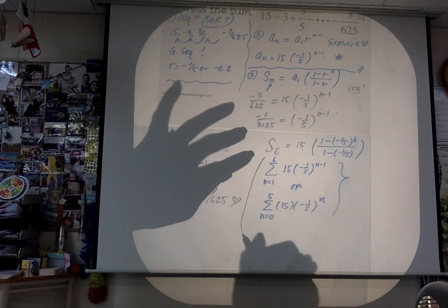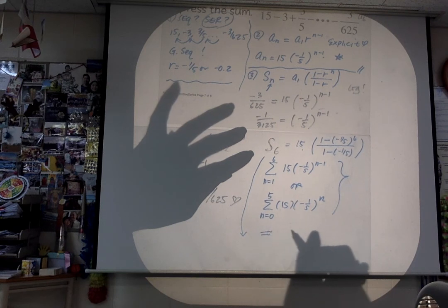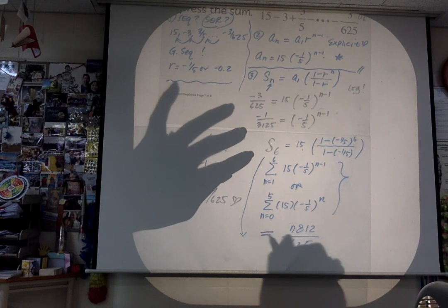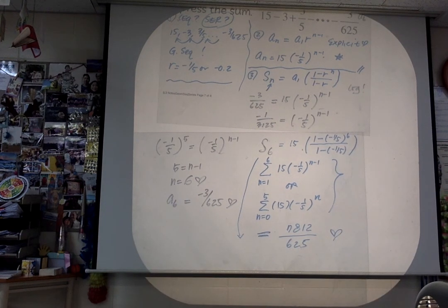Now, if I calculate this, I actually end up with 7812 over 625. Of course, it's a tough one, so you need a calculator.